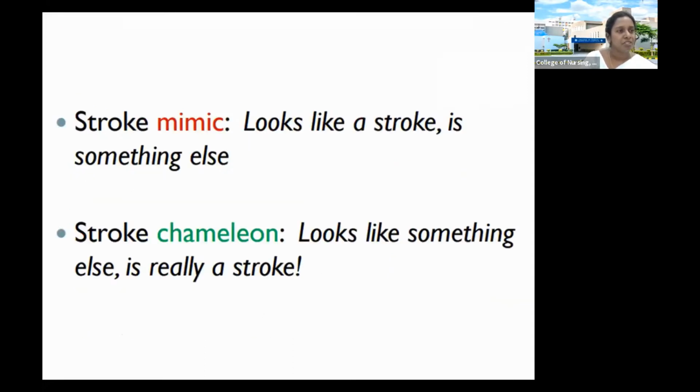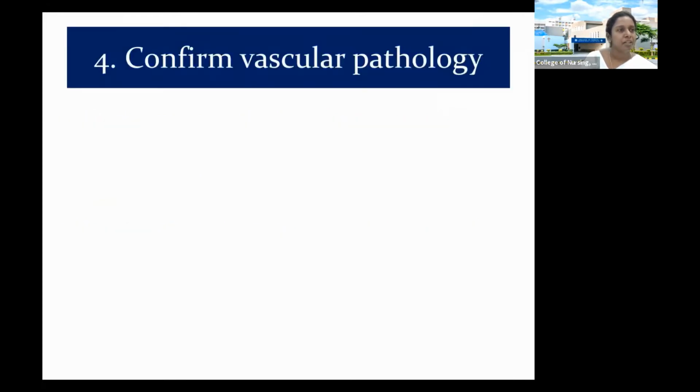To understand the difference between stroke mimic and stroke chameleon: a mimic is something which looks like a stroke but is something else. In a chameleon, it looks like something else, but it is really a stroke. So these are two things we have to understand. The fourth step when a patient comes to the hospital is to confirm vascular pathology.